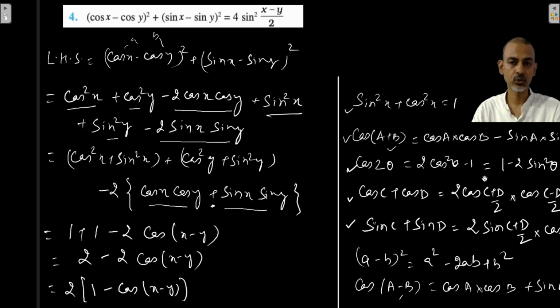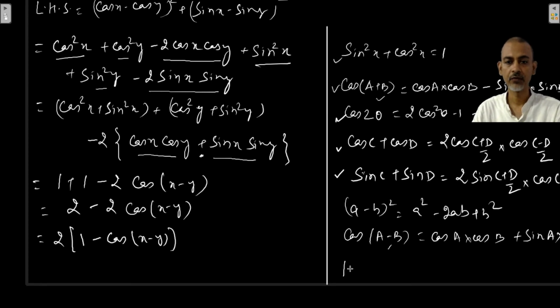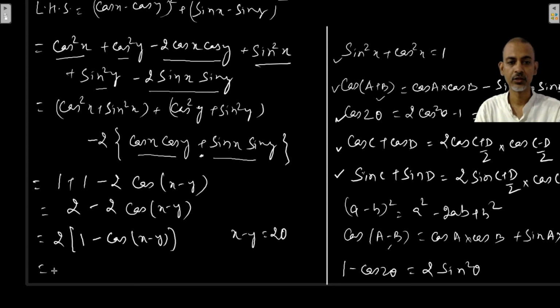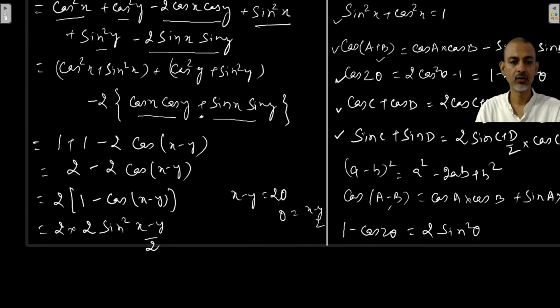Or 1 minus cos 2 theta. If I rearrange this formula, I will have 1 minus cos 2 theta equals 2 sin square theta, right? And let's assume x minus y equals 2 theta, then this will become 2 into 2 sin square theta, and theta would be (x minus y) by 2. So that's what I will write, 2 sin square (x minus y) by 2. And now this has become 4 sin square (x minus y) by 2. And this is what we had to prove, right?